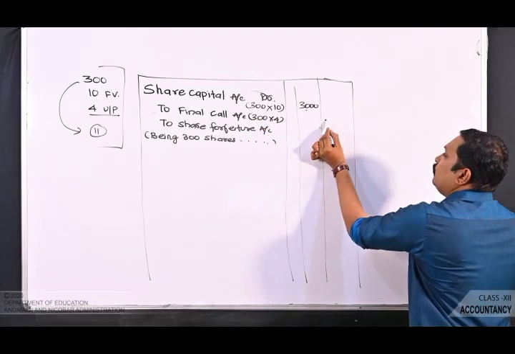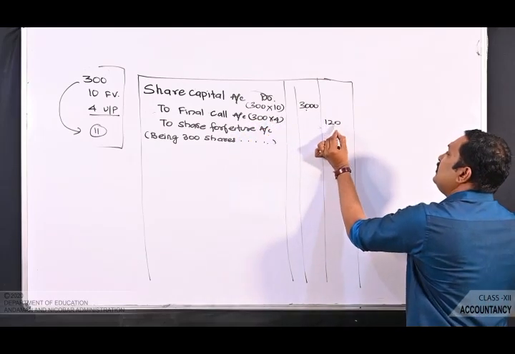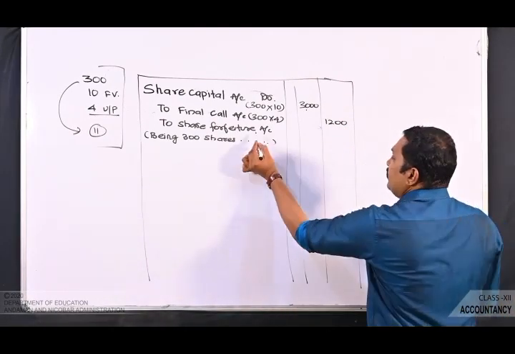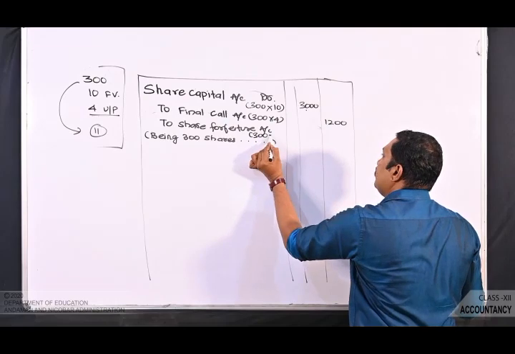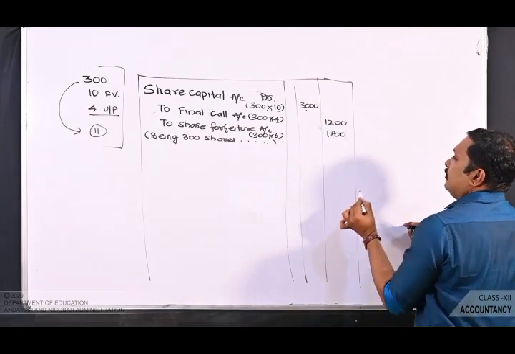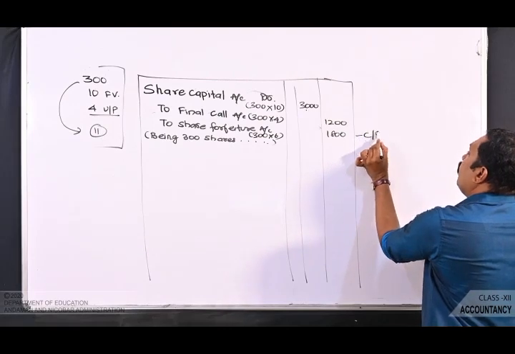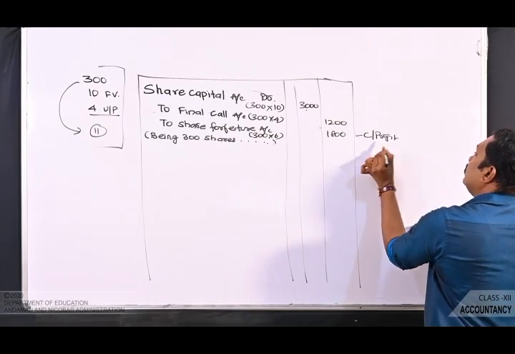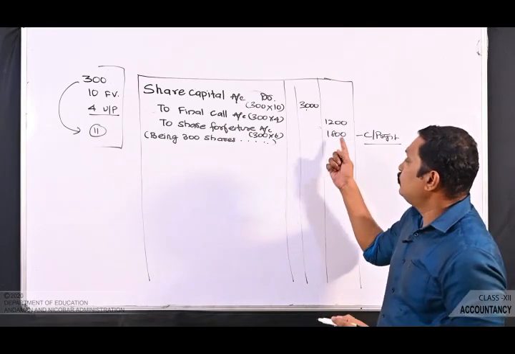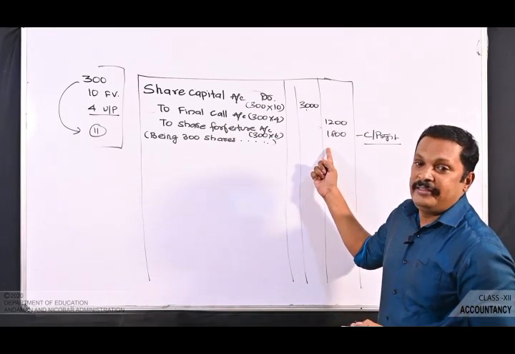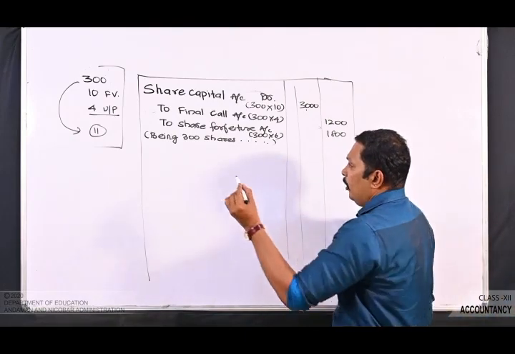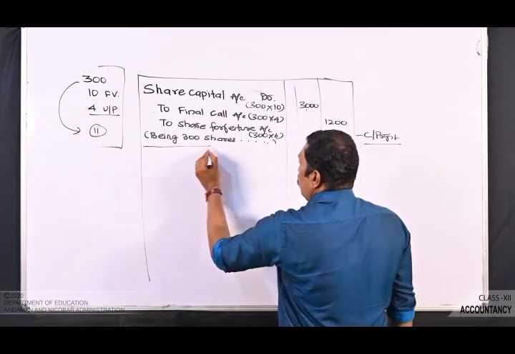So 1200 is arrear. How much did we receive previously? 300 into 6, 1800. This is capital profit. How much maximum discount can we give? Maximum 1800 at the time of reissue. Keep it in mind, right? Now the forfeiture part is over.